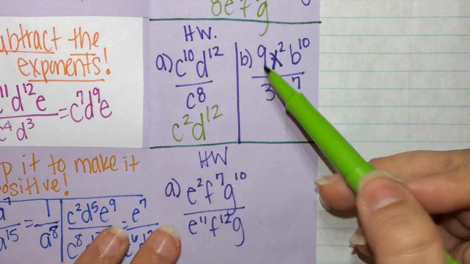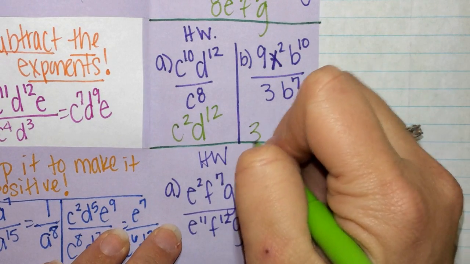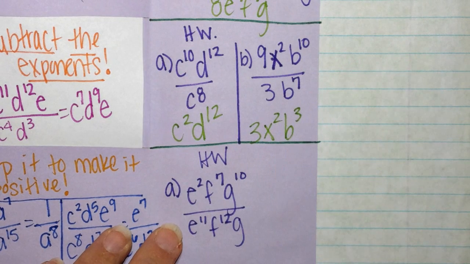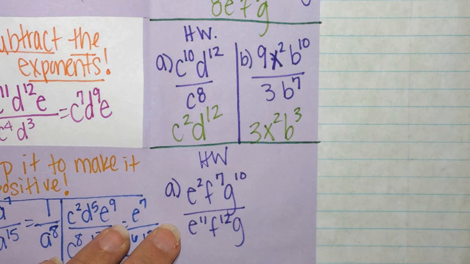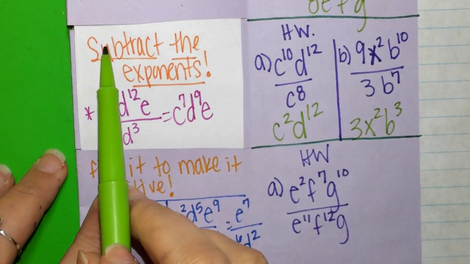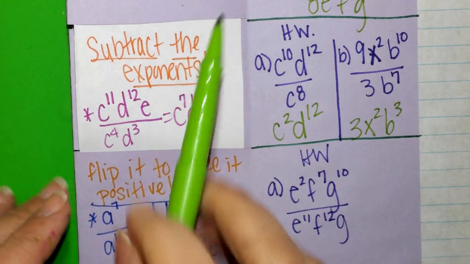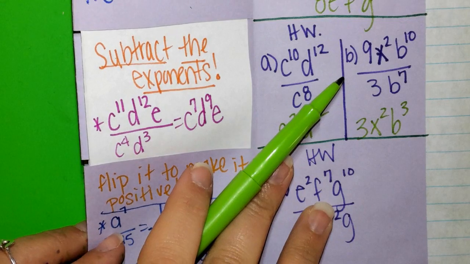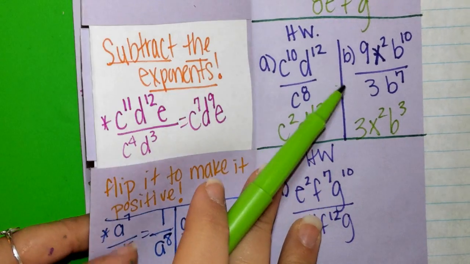And then 9 divided by 3 is 3, and that would be x squared b cubed. I got 3b to the 7 and x to the 7. It says subtract the exponents. 9 and 3 aren't exponents. What are those called? So you leave them alone? Coefficients. Take a point.